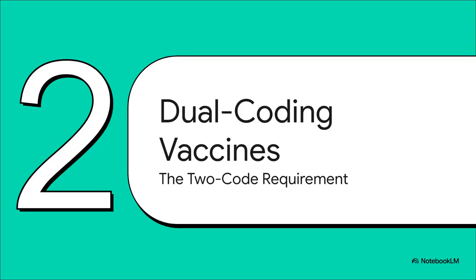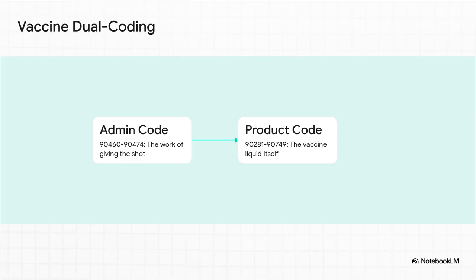Moving on to Section 2, Dual Coding for Vaccines. Let's pivot to our very first massive exam trap. This brilliantly illustrates the golden rule of vaccines, the two-code requirement. You must always, and I mean always, code the administration and the product separately. Step 1 is the actual work of giving the shot. You'll find that in the 90460 to 90474 range. Step 2, that's the liquid in the vial itself, the vaccine or toxoid product, located in the 90281 to 90749 range. The exam absolutely loves to test whether you remembered to report both parts of the equation.